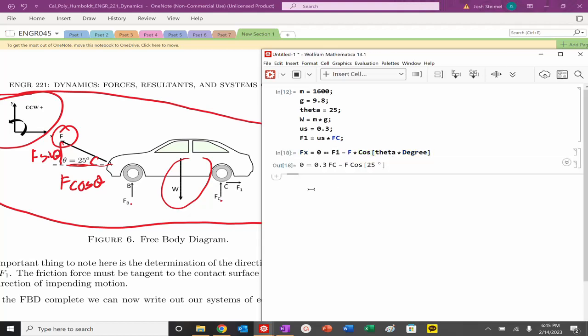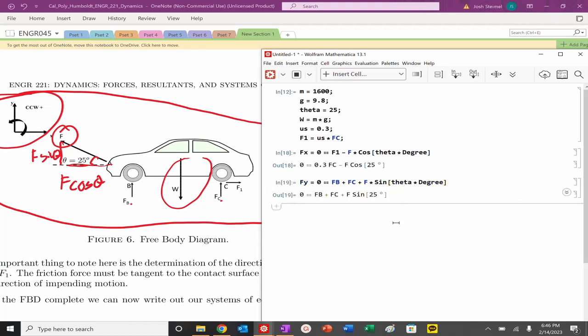and I need to be in degree mode if I'm going to be working with degrees. Excellent. How about the sum of forces in y? Set equal to 0. And in the y direction, I'm going to have FB plus FC plus F times sine of theta, degree mode. There we go. So, what are our unknowns in this problem? I don't know FB, I don't know FC, and I don't know F. Everything else I know in this expression.